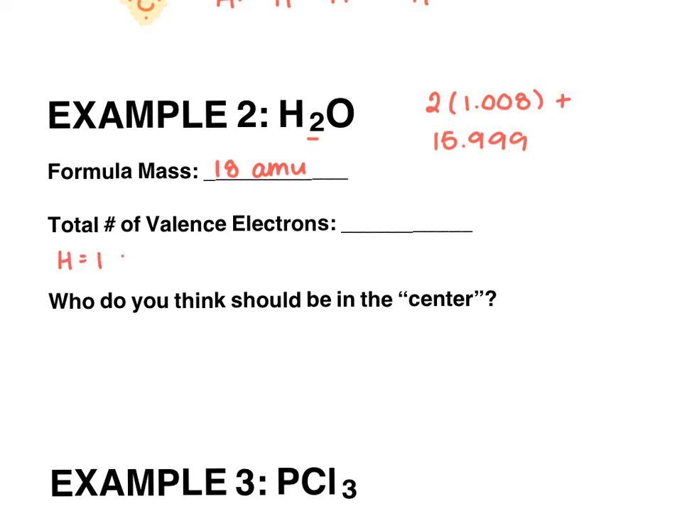Now I want to find my number of valence electrons. Hydrogen only has 1, meaning I'm multiplying that by 2 to get 2 total. And my oxygen has 6. So 6 plus 2 gives me 8.